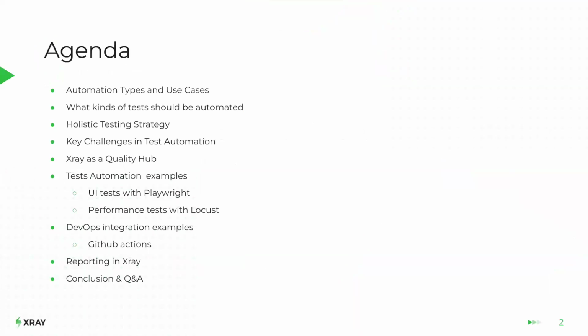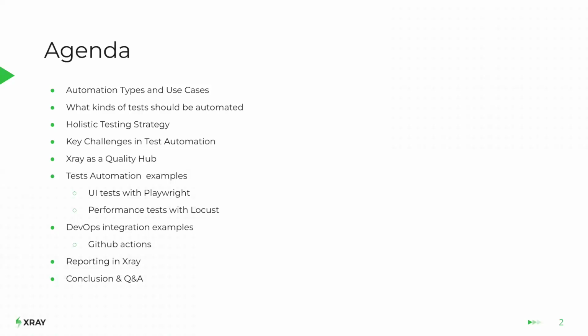Let's see what we have on the agenda for today. First, we're going to give you a quick refresher on what are the different types of automation and what types of tests can be automated. Then we're going to share some of the most common characteristics that tests should have in order to be automated. We're also going to talk about how you should include test automation in your testing strategy and the main challenges that come with test automation.